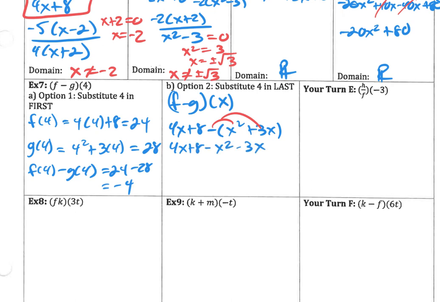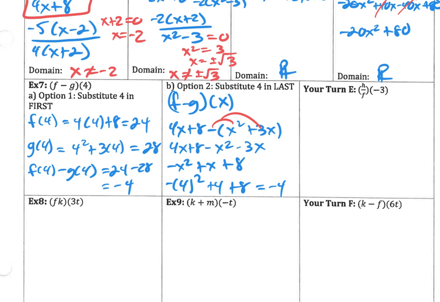And if we clean that up and get it in descending order, we get negative x squared plus x plus 8. And now we're going to go ahead and plug in a 4. So then we have negative 4 squared plus 4 plus 8. And if we pay attention to our order of operations, we get the same answer. And so what we see here is 2 different ways to get the same answer. You can plug it in first and subtract, or you can find the difference of the 2 functions and then plug in your value.